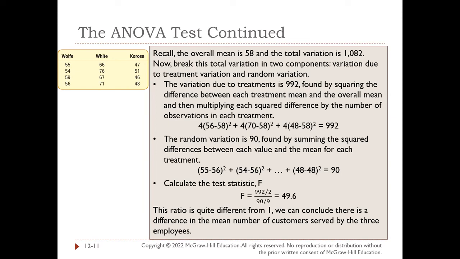Yeah. So each observation, and then they take the mean, which again, Wolf will have 56, Wright has 70, and Carosa has 48. That is their actual overall mean. Minus it from the overall mean. So each treatment mean minus the overall mean squared times how many observations are in each treatment.